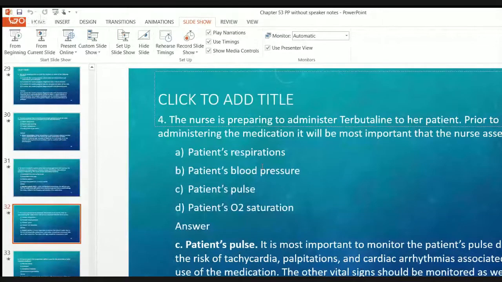Again, this is a medication that we would typically hold, unless we have some other specific instructions from a doctor, if her pulse was greater than 100. So it's important to monitor the patient's pulse due to the risk of tachycardia, palpitations, and cardiac arrhythmias.